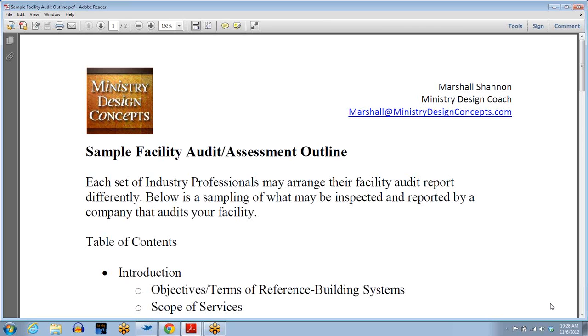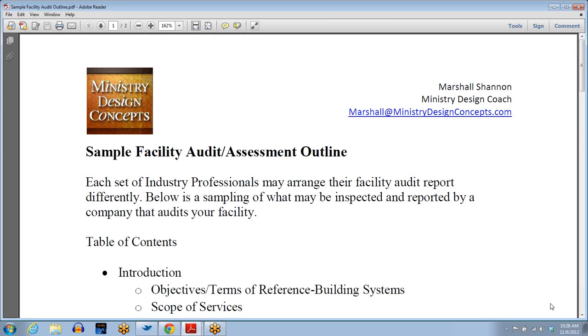Facility audits. Do you understand what we mean by audit or by an assessment? As churches and buildings have gotten older, it's become painfully aware that we need to go back before we renovate or even build new onto the building, that we need to have a clear, correct, concise, thorough understanding of the condition of our existing facilities.